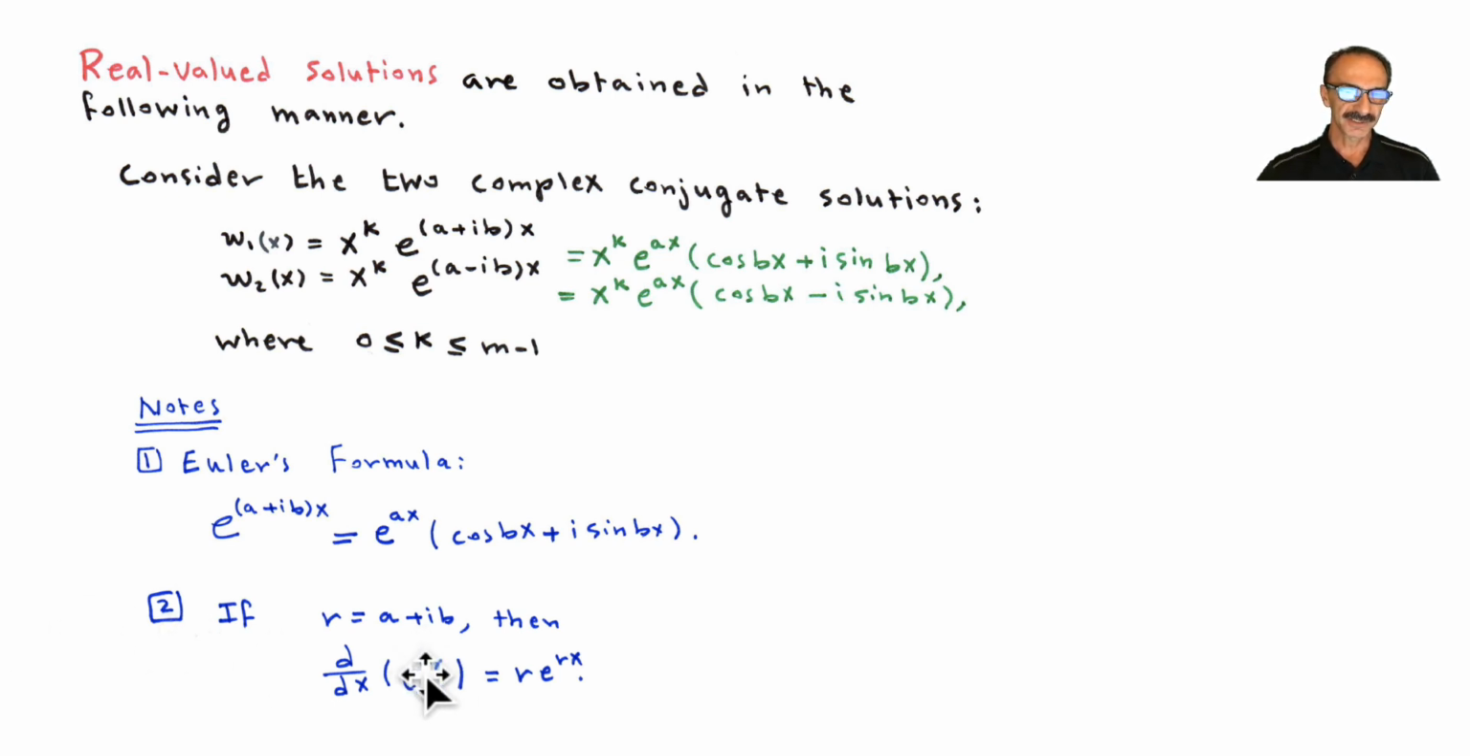In case this number on top is complex, you just find the derivative the normal way. You bring it down and you keep it on top. That's how we do it with real numbers, but it also works for complex. Those are two notes to keep in mind.